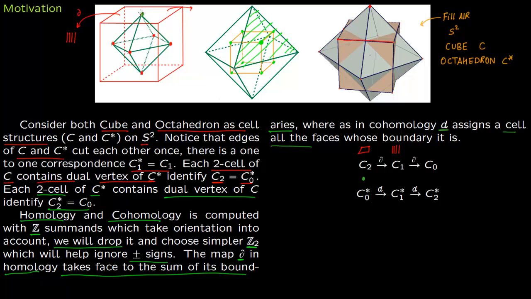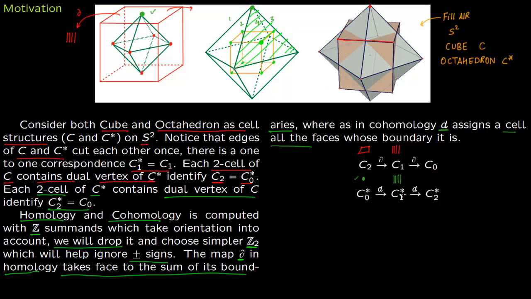So we are taking this vertex right here. If I'm taking the top face here, this vertex is the same as this vertex. So to this vertex you assign 4 edges. Those 4 edges are precisely these 4 edges which are coming out of this vertex. So that means that D assigns to a cell all the faces whose boundary it is. So this point is the boundary of 4 edges, these 4 edges, 1, 2, 3 and this 4th edge. So there are 4 edges here.